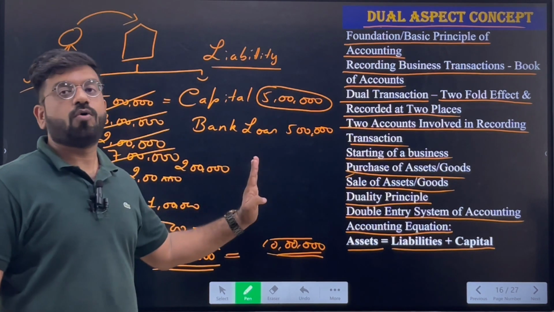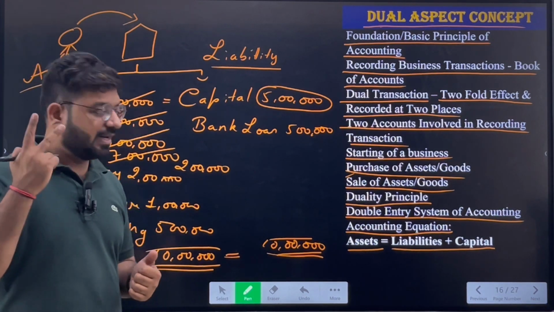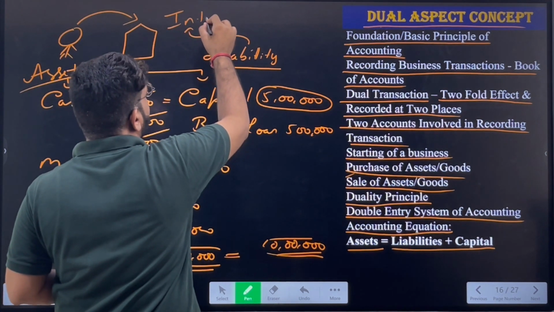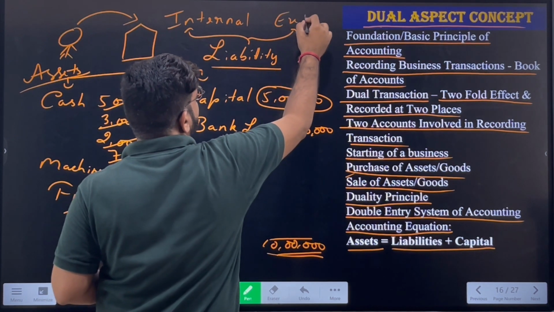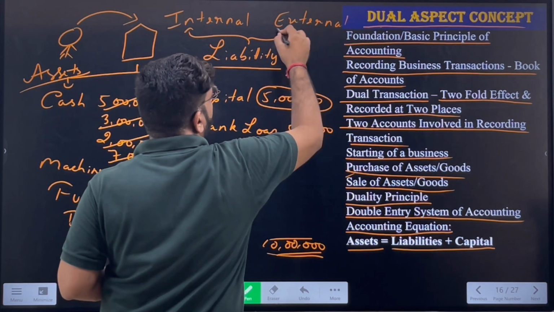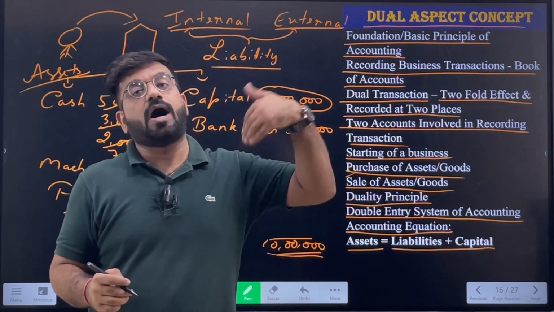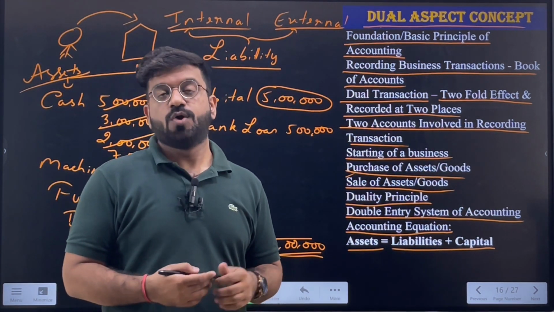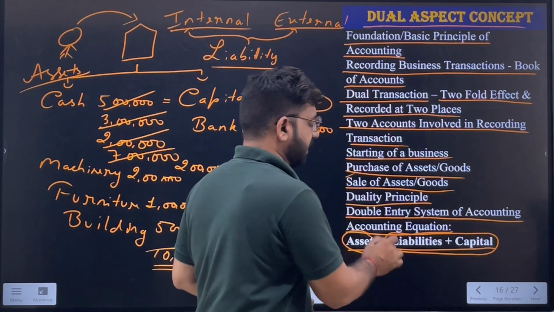Is that clear? This is the simple reason why assets are always equal to liabilities, because liability consists of two items. Liabilities are of two types: one is the internal liability, the other is the external liability. Internal liability is the amount which a business owes to the owner, and the external liability is the amount which a business owes to the outsiders. Is that clear? So this was the explanation for the dual aspect concept, which also says that all the assets are equal to all the liabilities and the capital.